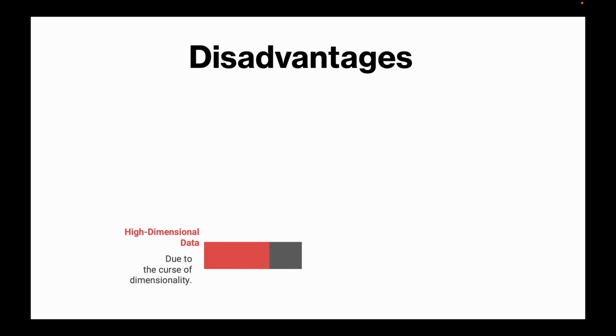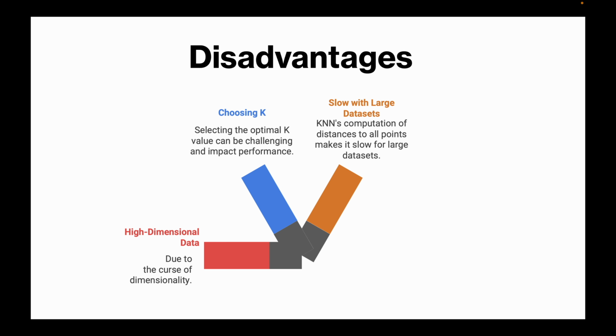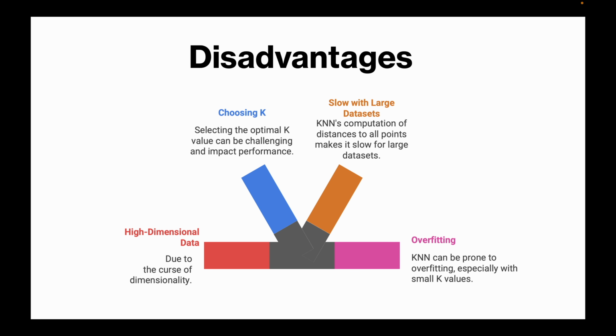Disadvantages. Curse of dimensionality, that means it doesn't work well with high dimensional data. Choosing the value of k can be tricky. It is slow with large datasets as it computes distance to all points. It can be prone to overfitting.